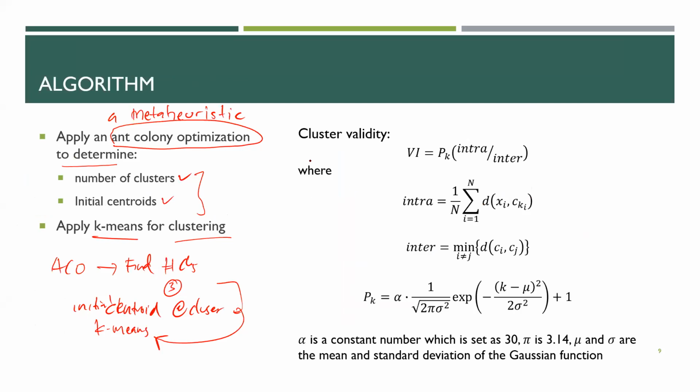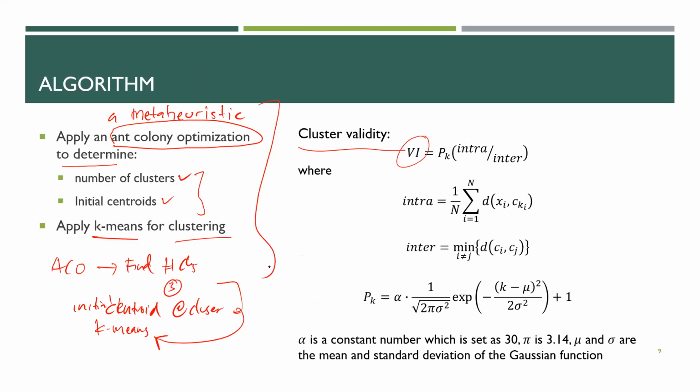For cluster validity in that paper, I chose the VI index. Actually, we can use other cluster validity indices. I just chose one of them, the VI index, to validate that this algorithm is good enough to do the clustering. Okay.